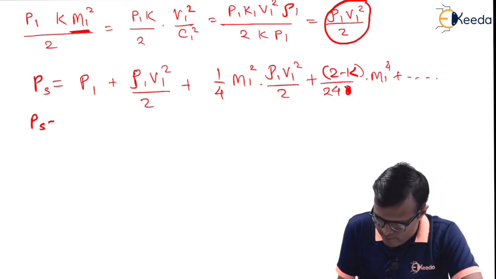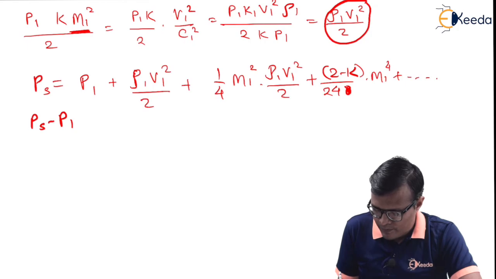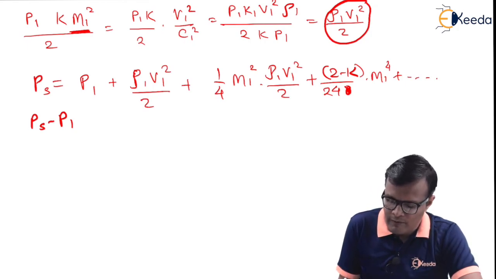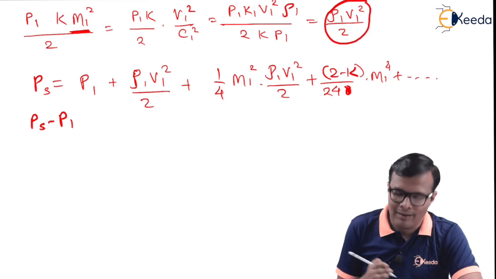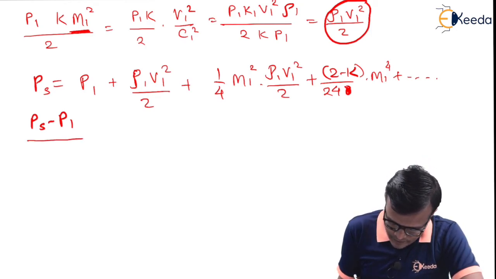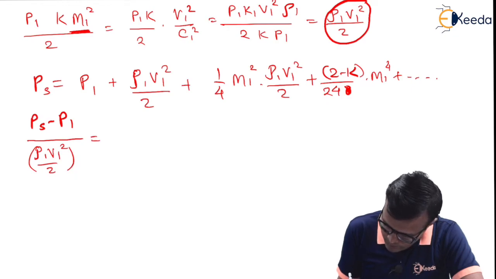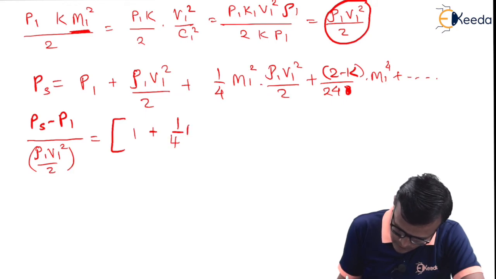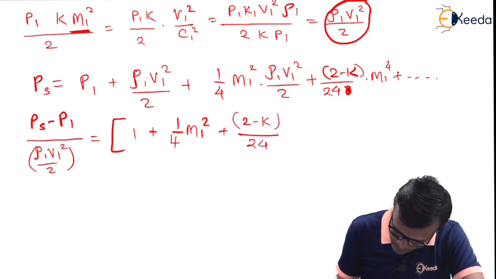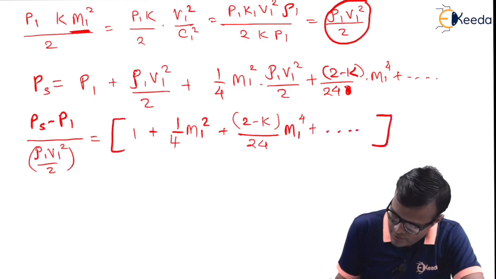So I can have this PS minus P1. This rho 1 V1 square upon 2 will become the denominator of the left hand side term: (PS minus P1) upon (rho 1 V1 square upon 2) is equal to 1 plus 1 by 4 M1 square plus (2 minus K) upon 24 M1 raised to 4 plus so on.